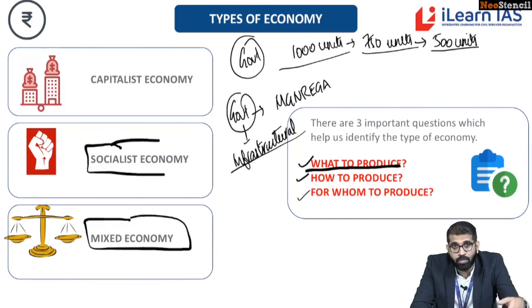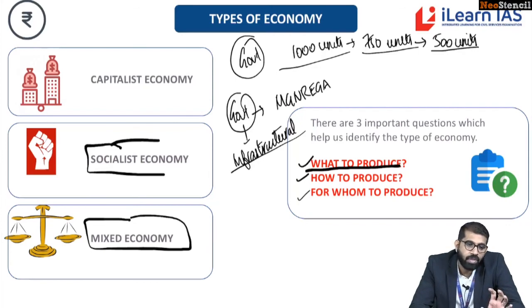Now the second is how to produce. They will be using both the techniques. They will be using the labor intensive technique that provides employment opportunities to a large number of people. They will also be following the technology intensive process that provides more effective production activity to the companies, whereby they will be able to reduce their cost as well.